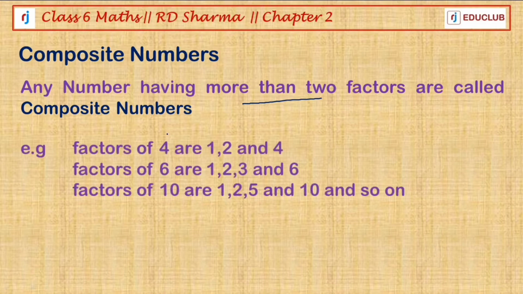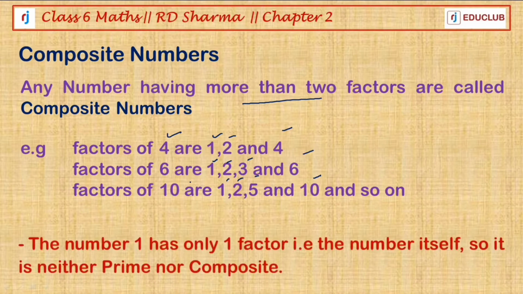For example, factors of 4. What are the factors of 4? 1, 2 and 4. Factors of 6, 1, 2, 3 and 6. Factors of 10, 1, 2, 5 and 10. We can find out for more numbers also. These numbers are having more than two factors. So these numbers are called composite numbers.